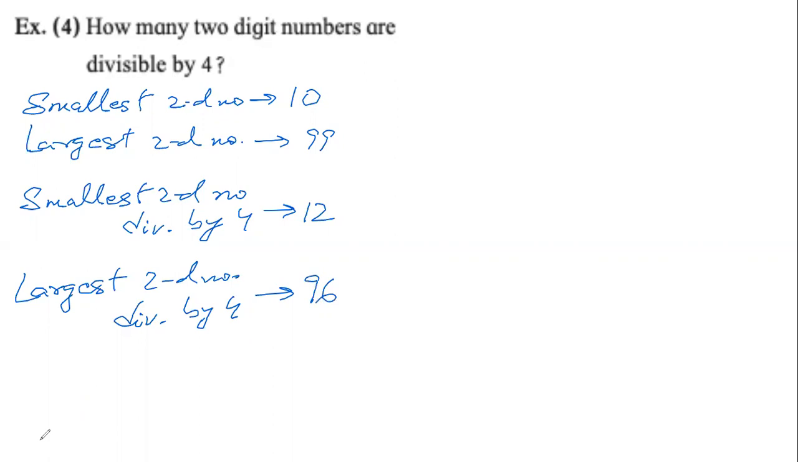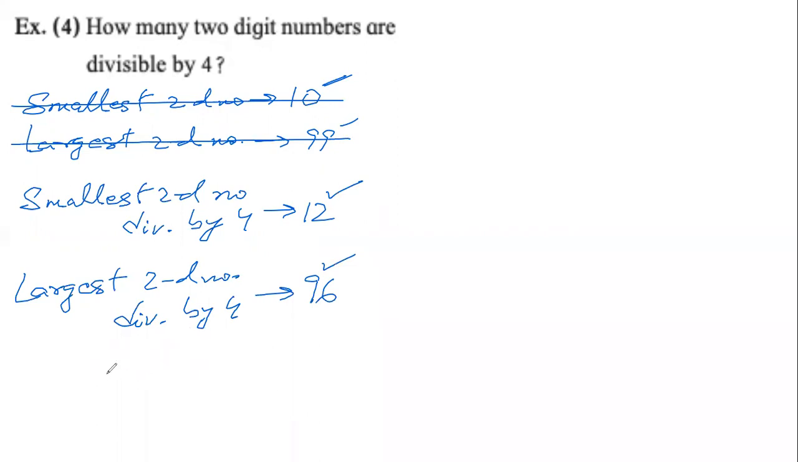Ankit is saying 90 is divisible by 4. Check again, beta. Is it really divisible by 4? Divide and see. 98 is not divisible by 4. So for the smallest two-digit number divisible by 4, we start from 10 and check. For the largest two-digit number divisible by 4, we start from 99, go backwards and check. Now we don't need this. We need 12 and we need 96.